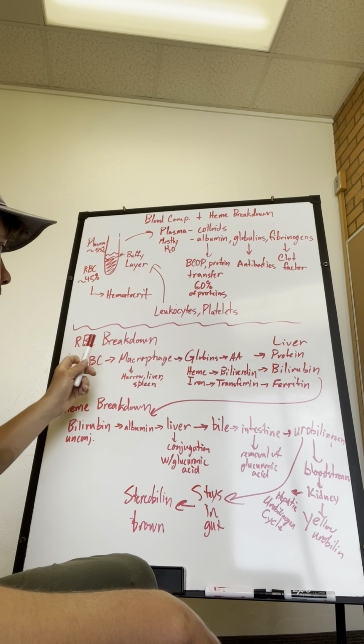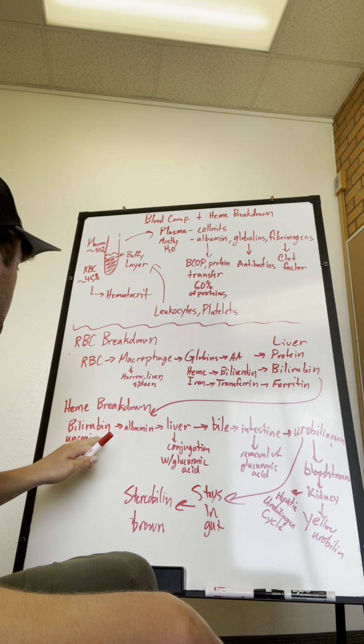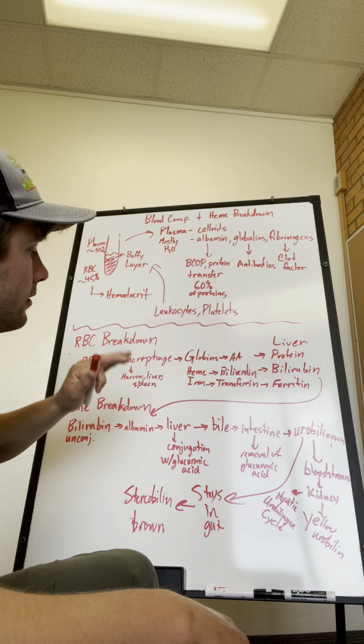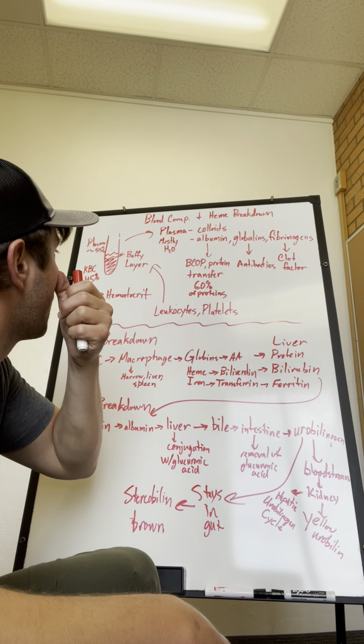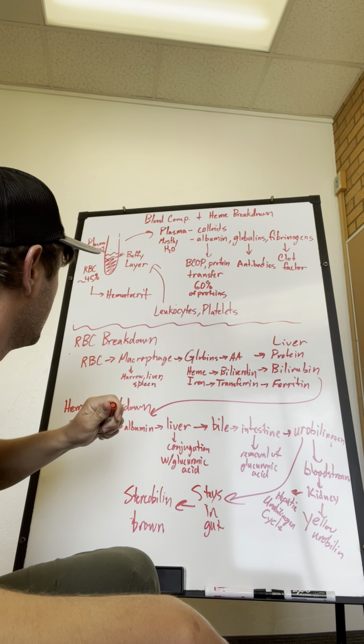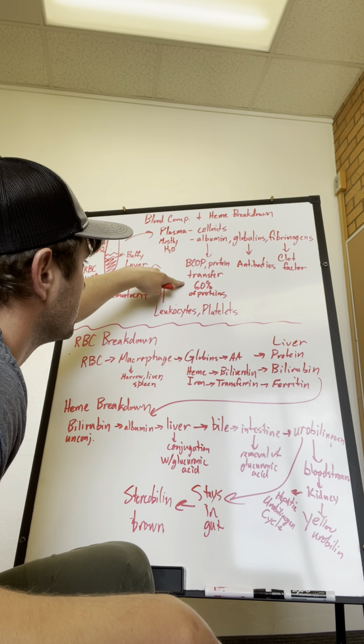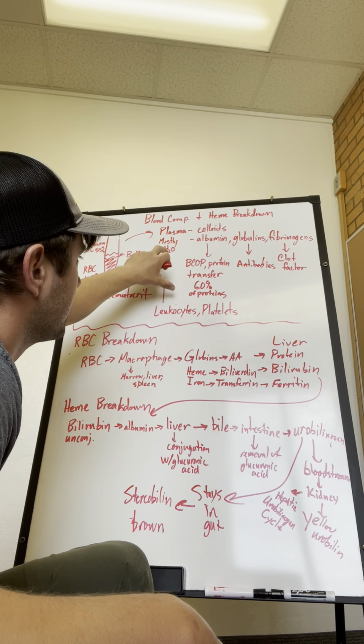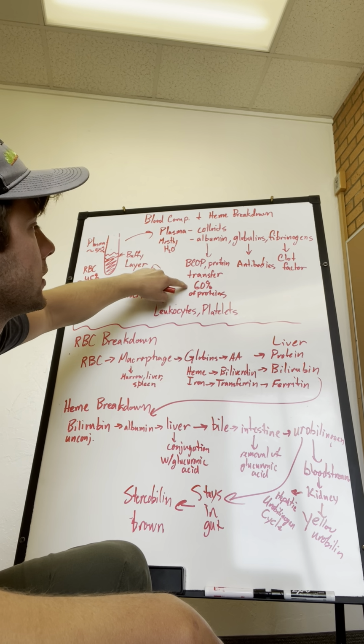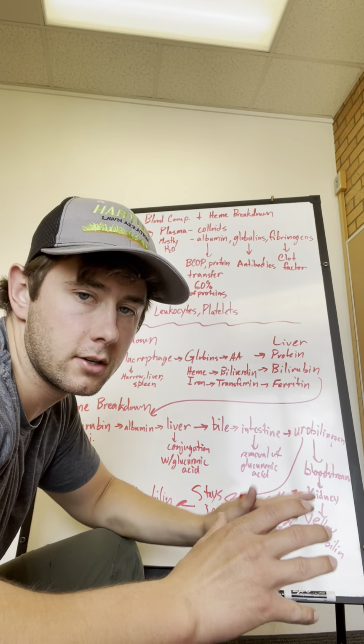In the case of heme breakdown, albumin is going to be a factor that will transfer bilirubin to the liver. So it acts as a transfer protein, and of plasma, albumin makes up 60% of all proteins contained in plasma.